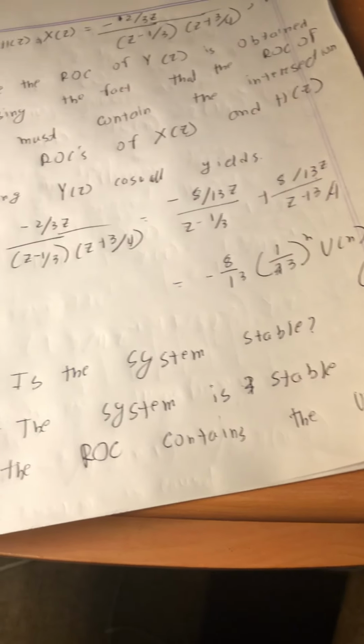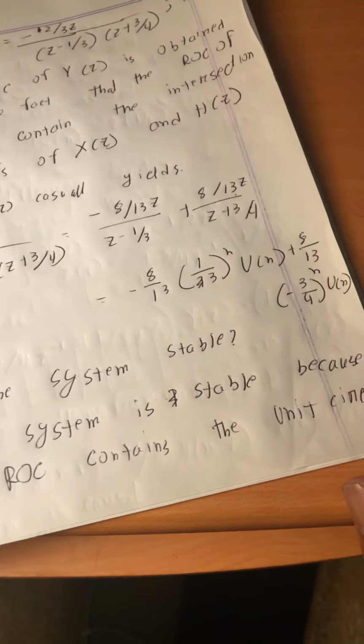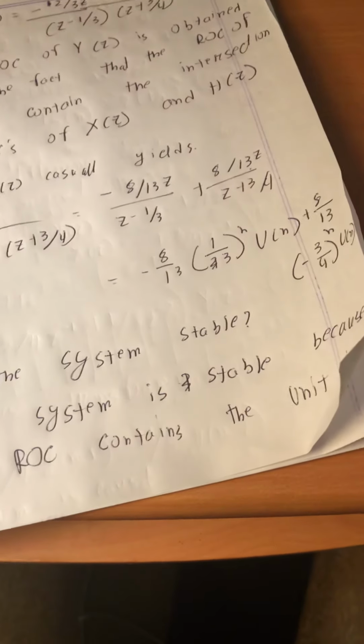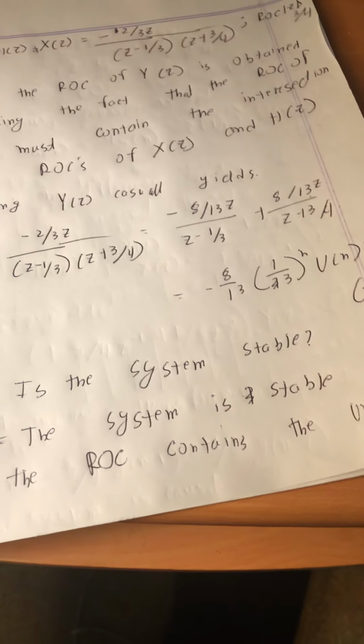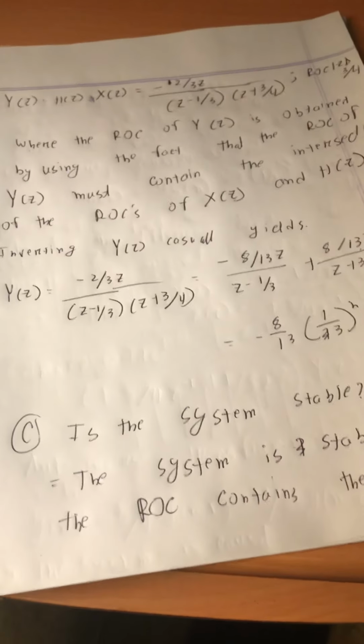Now for C, we're asked, is the system stable or not? The system is stable. We can confidently say that, because the ROC contains the unit circle. It's within that unit circle, so it checks off all the boxes. So the system is stable. Thank you.